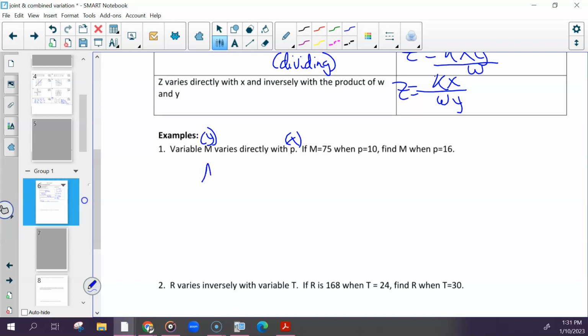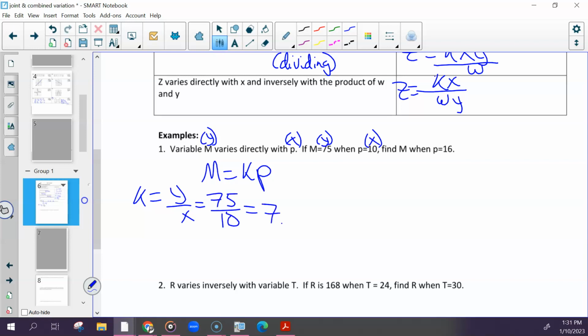M equals Kp. So that would be your equation. Now we can start solving for K. If M is like Y and P is like X, then we can divide those to find K, where K is Y over X. So 75 over 10, or 7.5.